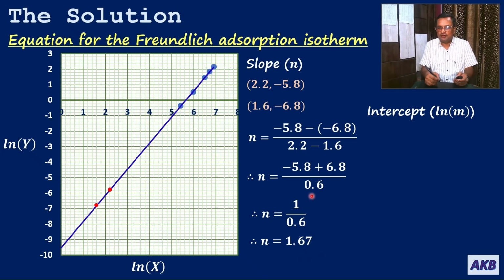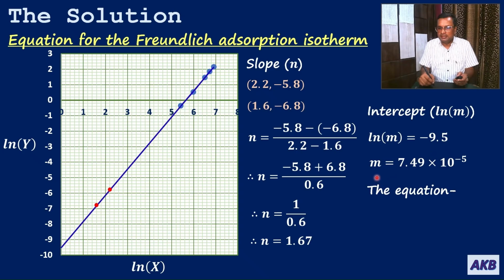Now let us get the value for m. For that, we need the intercept, that is ln of m. The intercept on the y-axis is over here, and if you look at the graph, it is minus 9.5. So the intercept, which is ln of m, is minus 9.5. That is, m will be equal to 7.49 into 10 to the power minus 5. So in this way, we get values for m and n.